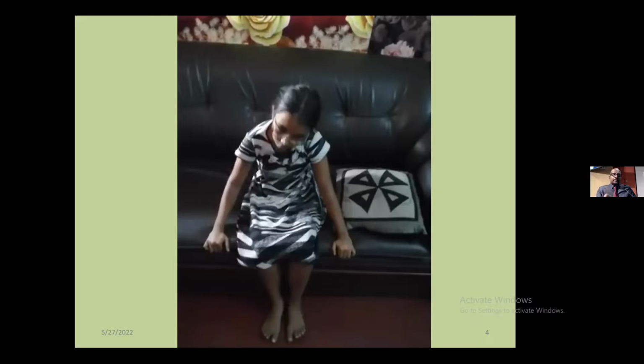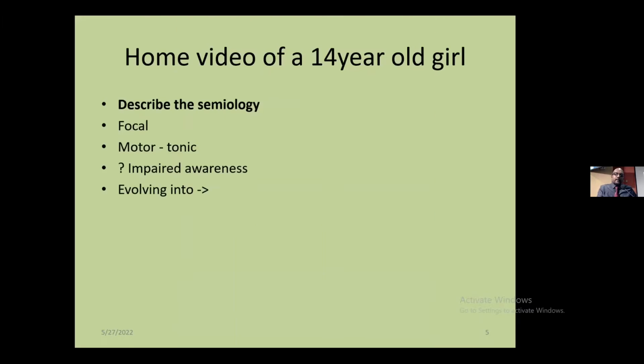Unfortunately, there is no sound here, but the father is asking certain questions and the child can't answer. The child can't give the relevant answer, and the child is kind of dazed during that period. So probably it's a focal seizure with impaired awareness, and it's not falling into the GTC.